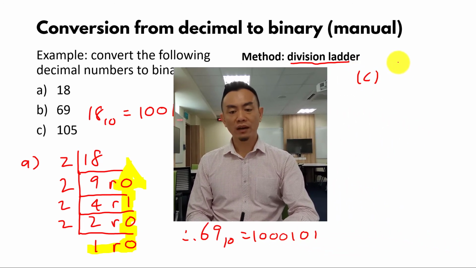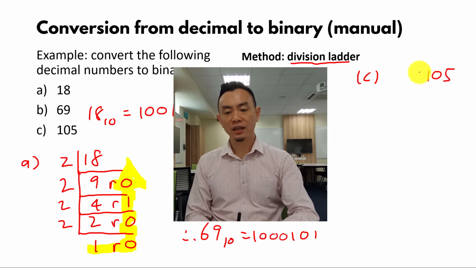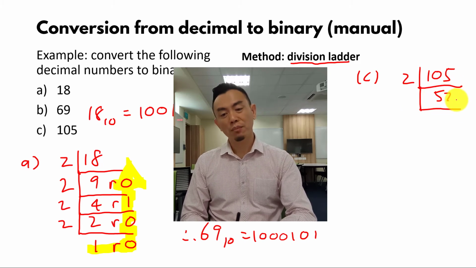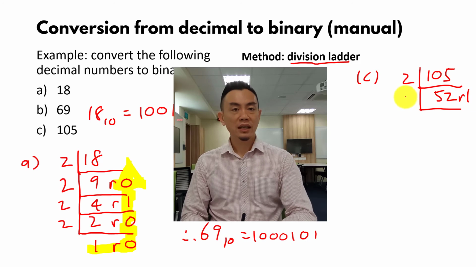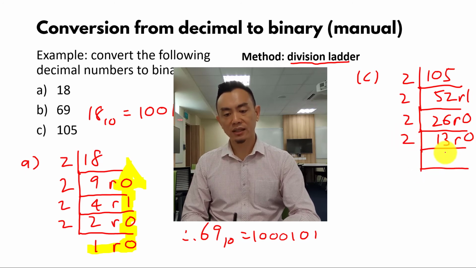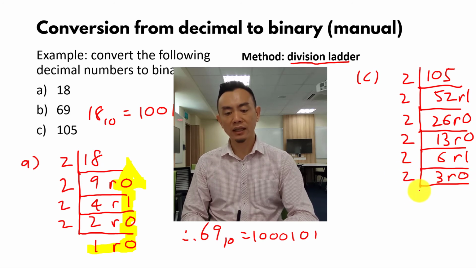Part C, we have 105 here. Same thing, we divide by 2, you get 52, remainder 1. Divide by 2, we get 26, remainder 0. Divide by 2, you get 13, remainder 0. Divide by 2, you get 6, remainder 1. Again, we get 3, remainder 0. And divided by 2 again, we get 1, remainder 1.